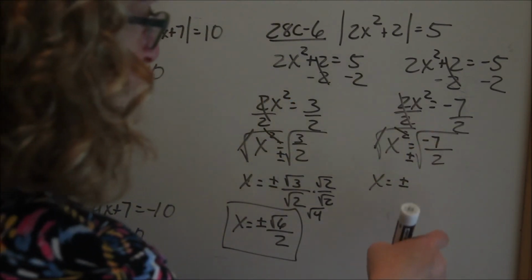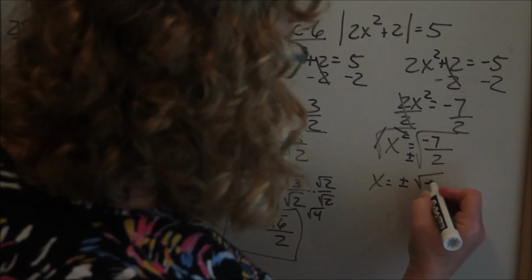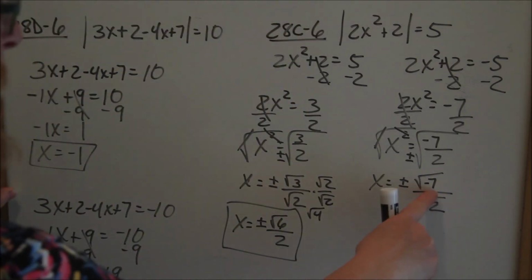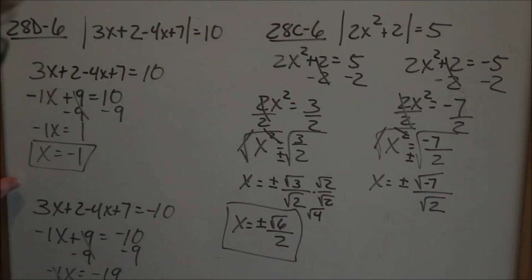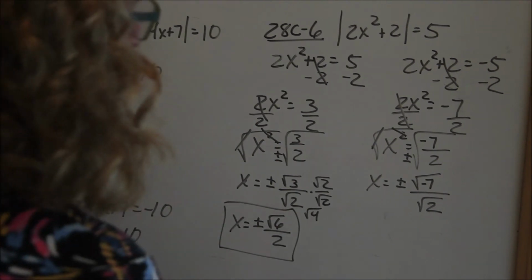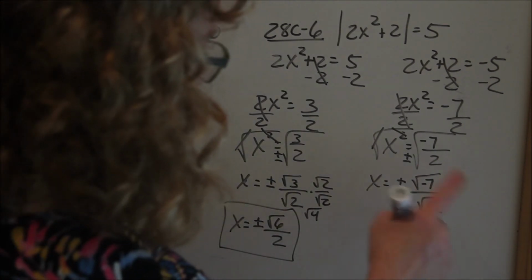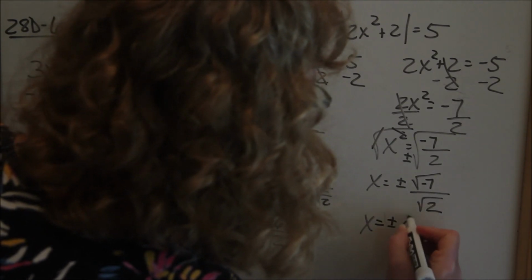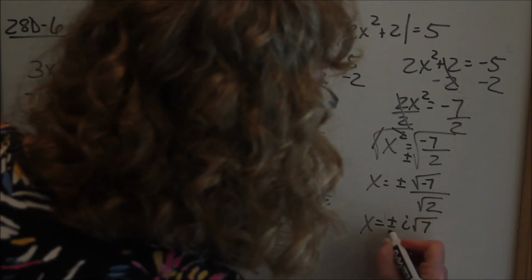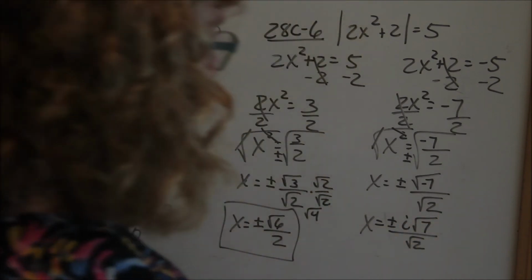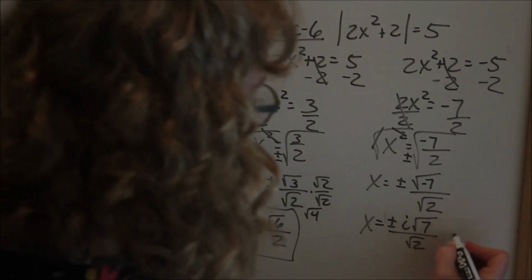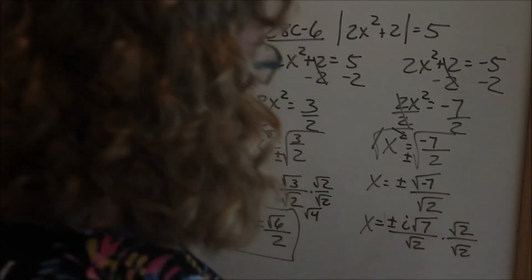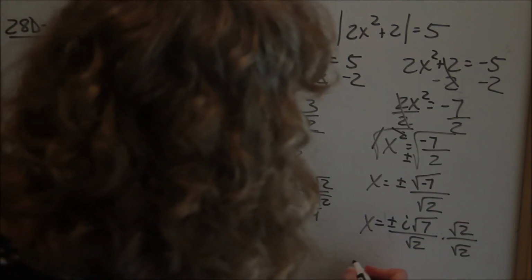The square root of a whole fraction is the square root of the numerator over the square root of the denominator. In the numerator, I have a negative under the radical. What does negative under the radical mean? Imaginary. So that comes out as an i. So that would be x equals i square root of 7 over square root of 2. Still can't leave a radical in the denominator, so you have to multiply it by itself, and whatever you do to the denominator, you have to do to the numerator.